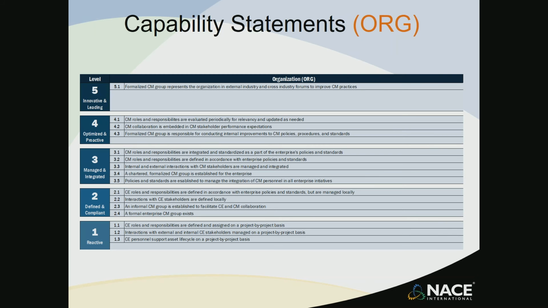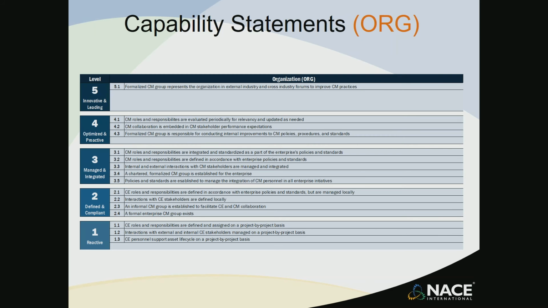Now, the key to this maturity, you'll see here at the bottom, the 3 capabilities all refer to project-by-project. So if a company is there, they're only doing corrosion management on a project-by-project basis, which would mean it's sort of ad hoc. There's nothing very formal or structured.